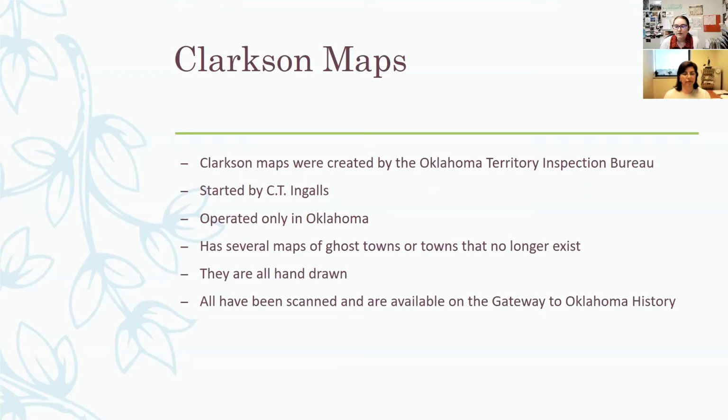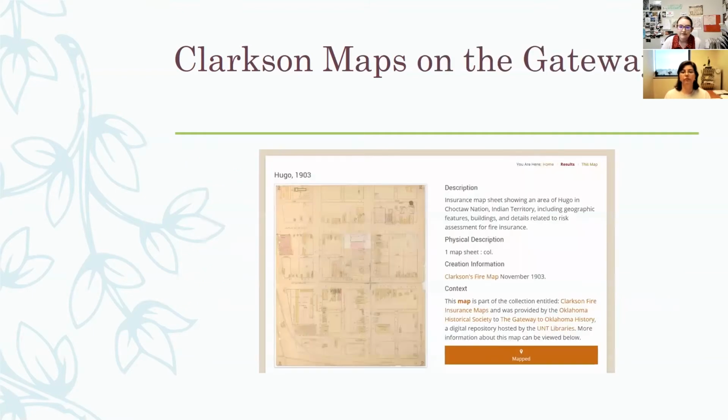They're all hand drawn and they follow the same kind of principles. They have the color coding for the type of building and the fire risks and things like that. But they also show the population, if they had fire facilities around, or if they had waterworks. That's also listed on there. All of them have been scanned and are available on the Gateway to Oklahoma History. So this is an example of a Clarkson map on the Gateway. You'll be able to download high resolution scans of them, and you'll be able to zoom in and take a closer look at things.